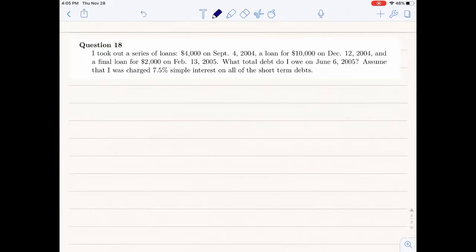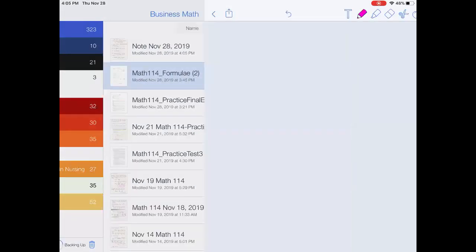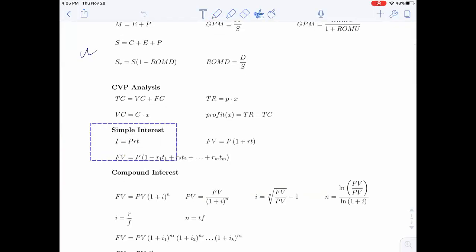I took out a series of loans, $4,000 on September 4th, 2004, a loan for $10,000 on December 12th, 2004, and a final loan for $2,000 on February 13th, 2005. What total debt do I owe on June 6th of 2005? Assume that I was charged 7.5% simple interest. Right? Which means the only formulas that we're allowed to use are the simple interest formulas.